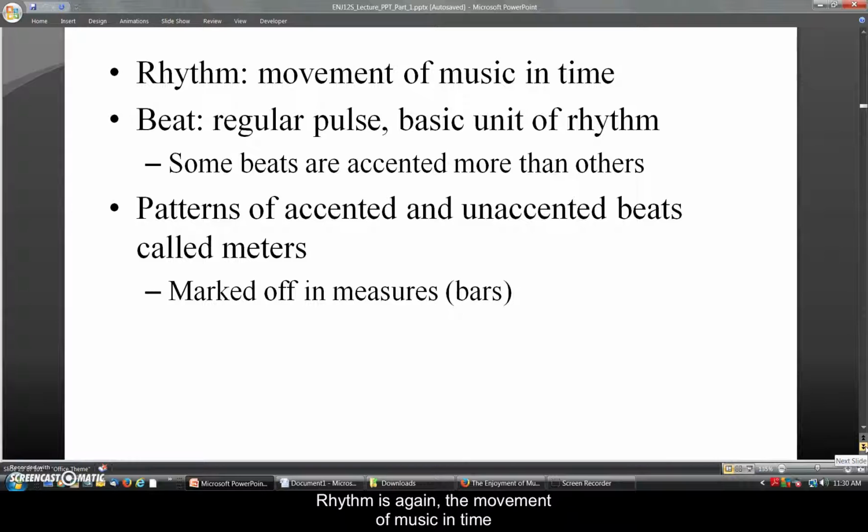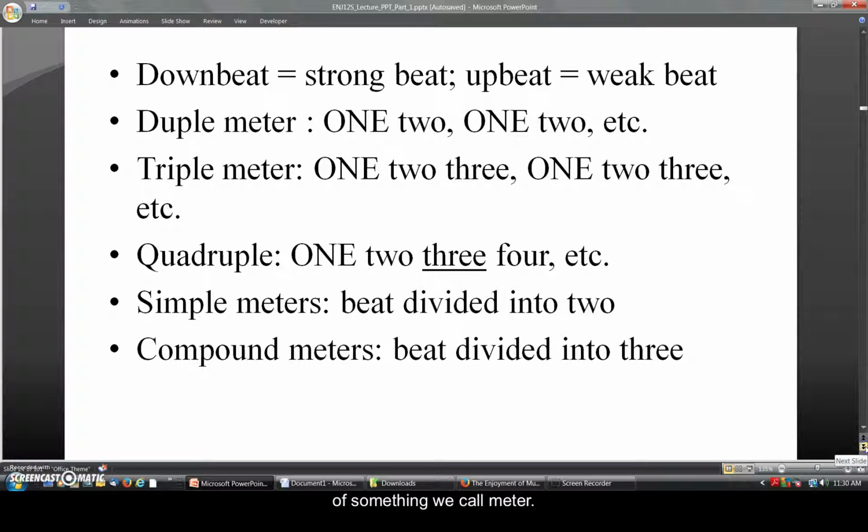Rhythm is, again, the movement of music in time, and our beat is our regular pulse, and we can put these together into groupings that we call meter. We have lots of different meters, but some of the most important ones, the ones we see most often, are duple, which is a 1-2, triple, a 1-2-3, quadruple, 1-2-3-4, and then I'm going to show you one of the compound meters that is actually in 6.